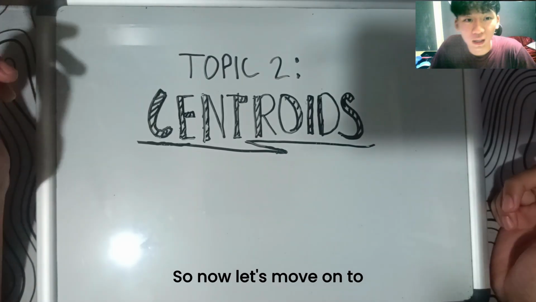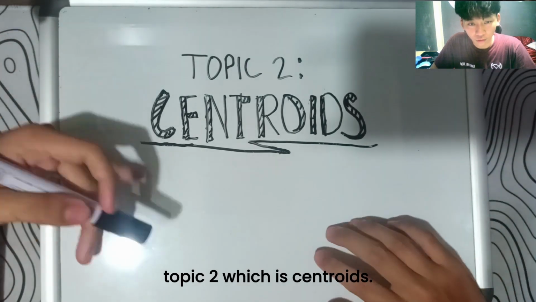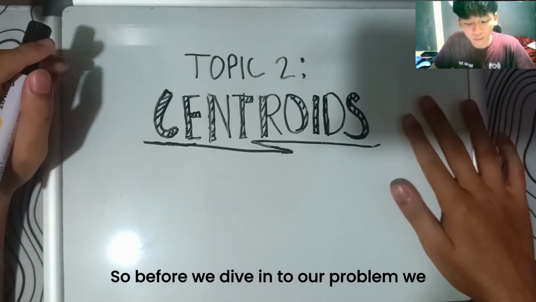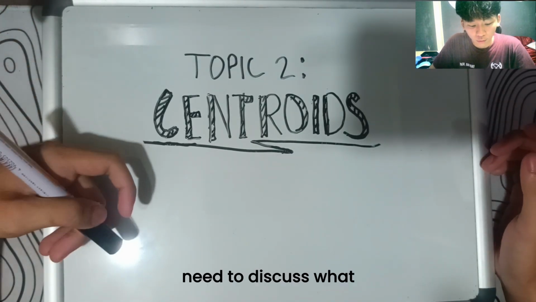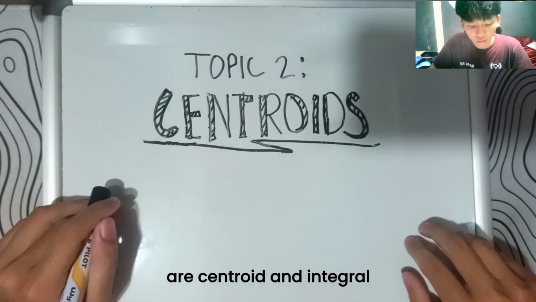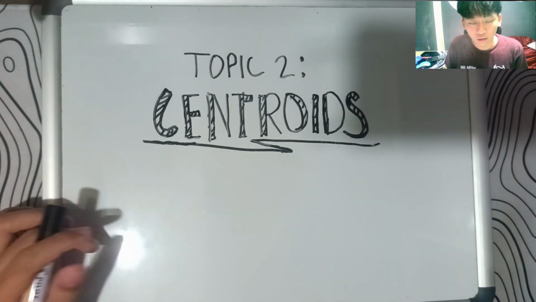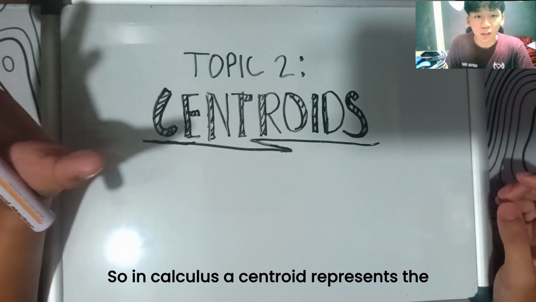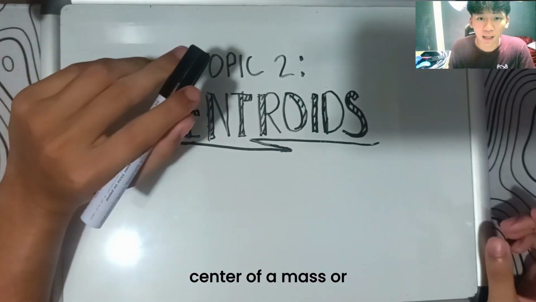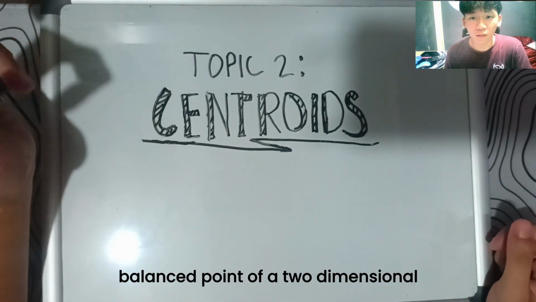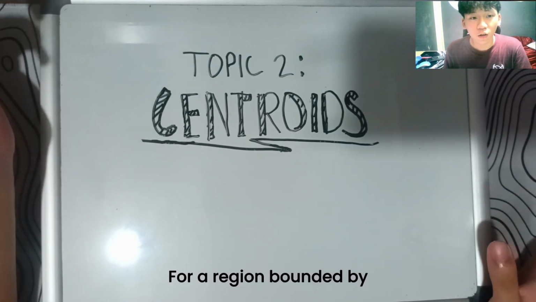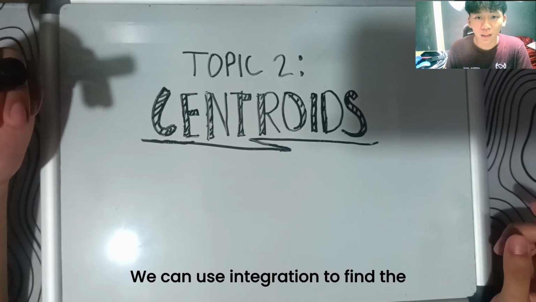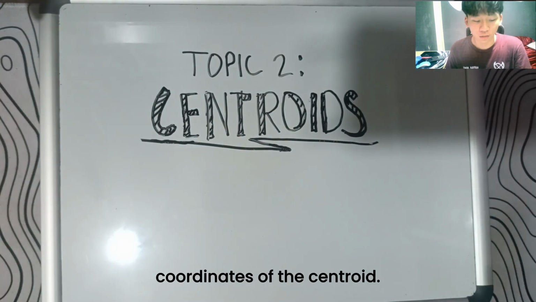So now let's move on to topic 2, which is centroids. Before we dive into our problem, we need to discuss what centroids are in integral calculus. In calculus, a centroid represents the center of mass or balance point of a two-dimensional area for a region bounded by a curve and the x-axis. We can use integration to find the coordinates of the centroid.